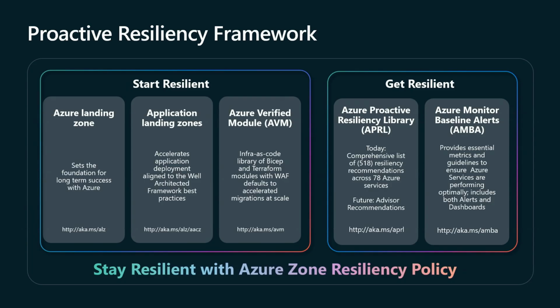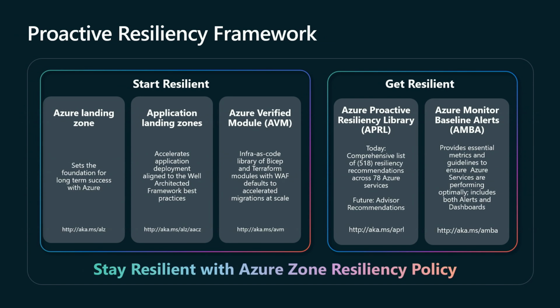So far, we've seen how to start resilient, and we've seen some of the tools that we have available for getting resilient, right? A couple of things just to mention on the Get Resilient side. You saw the APRL, the Proactive Resiliency Library. Two things are important to call out: when we work on the recommendations for each of the services, we sit down and review them with the engineering service leaders to make sure that we are aligned with engineering direction and we're making the right recommendations. So that's the first thing I wanted to call out.